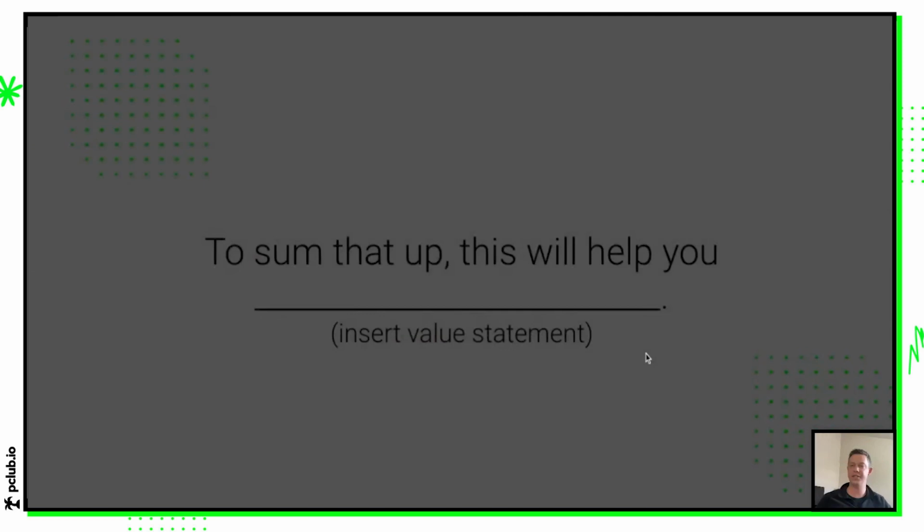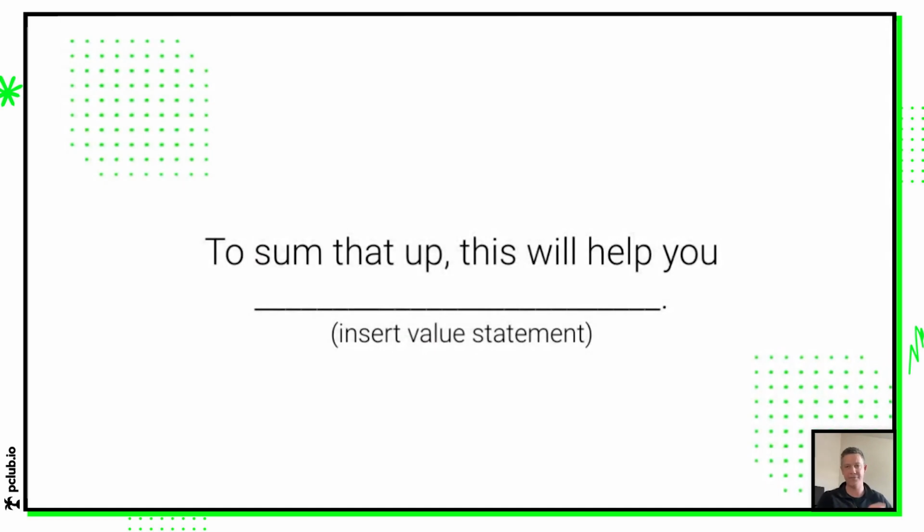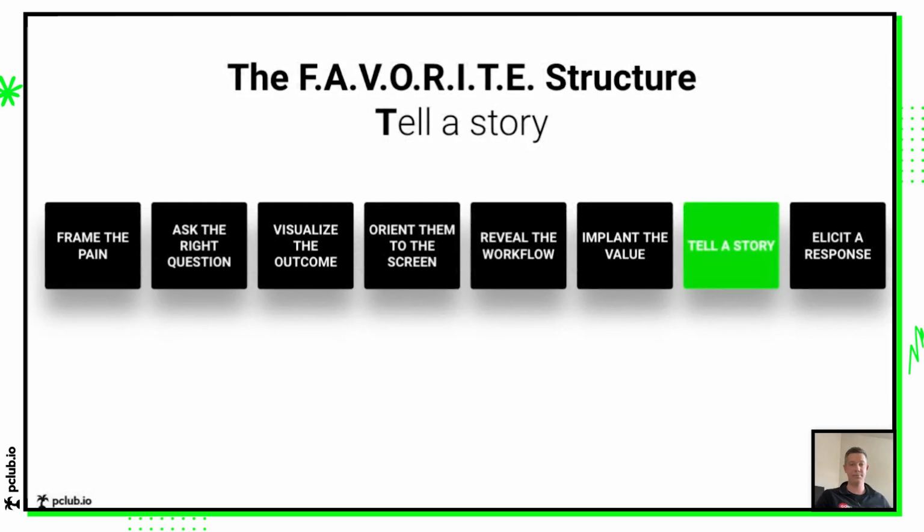And so what implanting the value sounds like is after you demo that capability, you simply say, to sum that up, this will help you stop losing MQLs because your reps suck at demoing, or whatever value statement is relevant to you. After that, you tell a story.